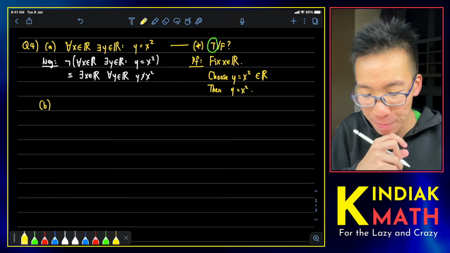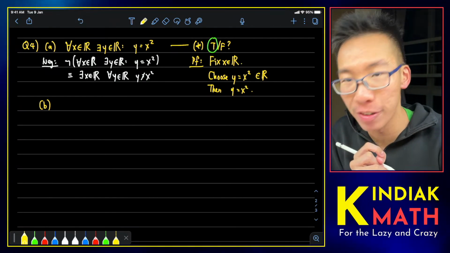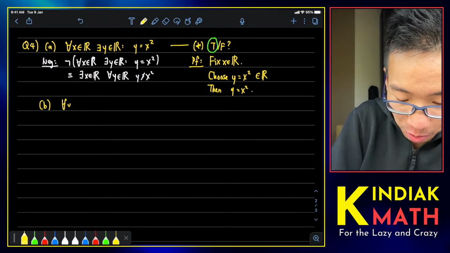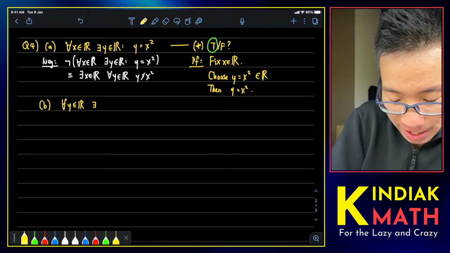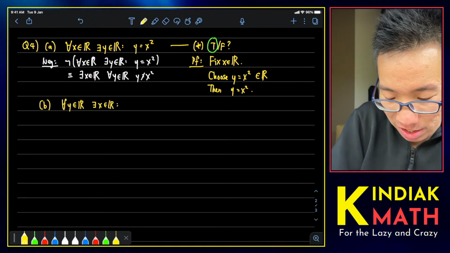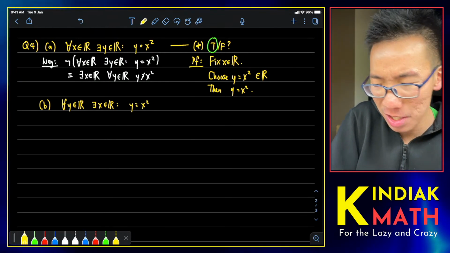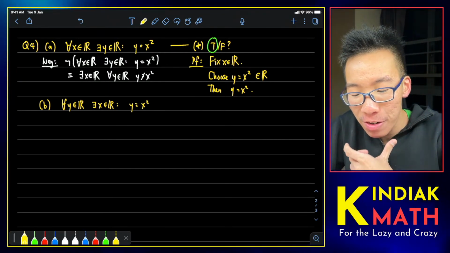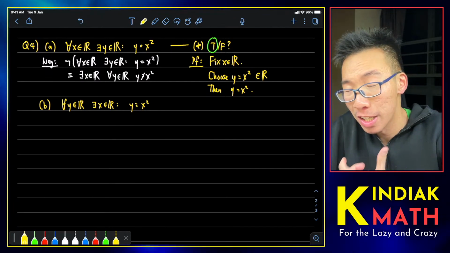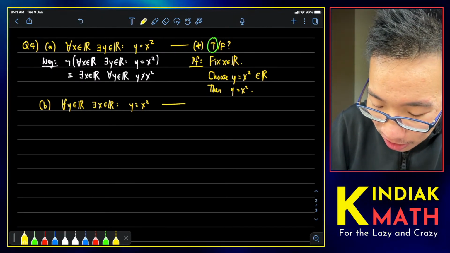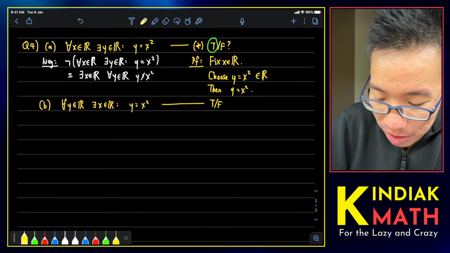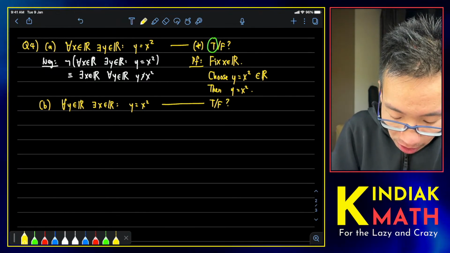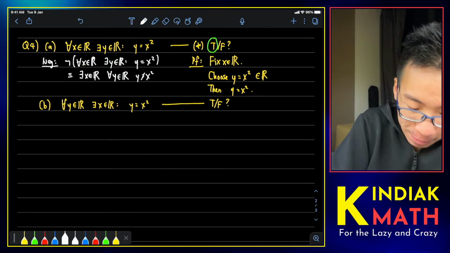So therefore it's true. And we're gonna flip some items here. For any y in R there exists x in R such that y equals x squared. These two statements look very, very similar. But are they really the same? Well, we're just gonna put true and false here. Let's first negate it and see what we get.